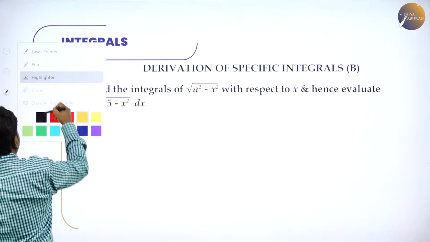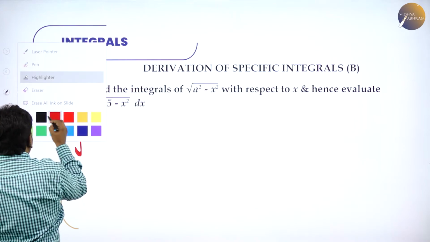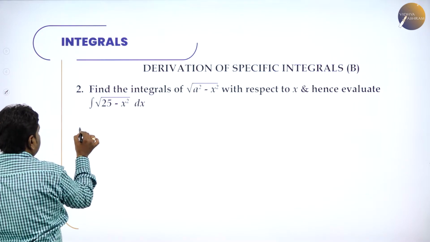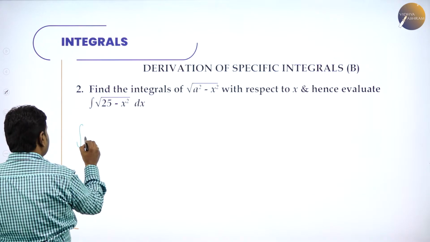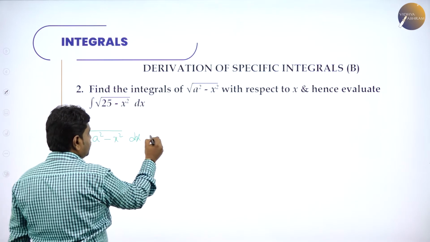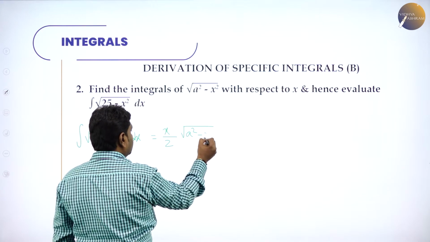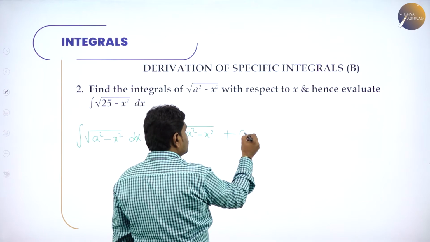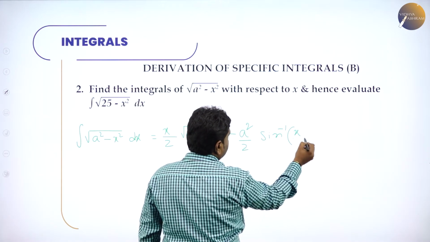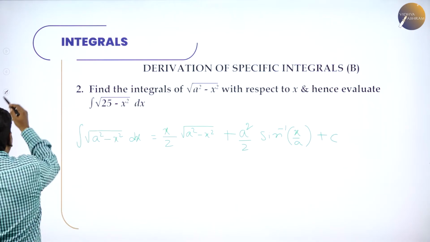So now using this, we got the formula. What is the formula? Integral of root of a square minus x square dx, which I just derived. What is the formula we got? x by 2 root of a square minus x square, the given expression itself, plus a square by 2 sin inverse x by a plus c. So now they want you to evaluate the problem.